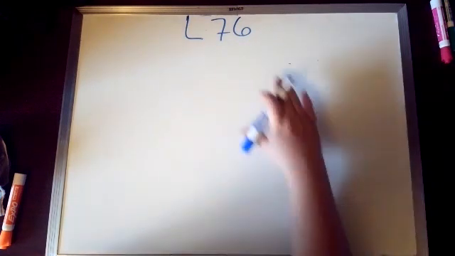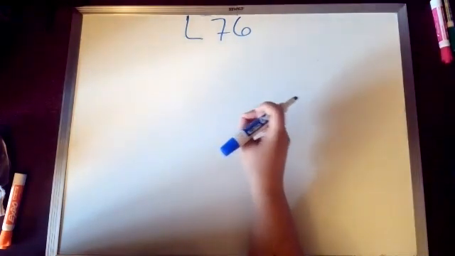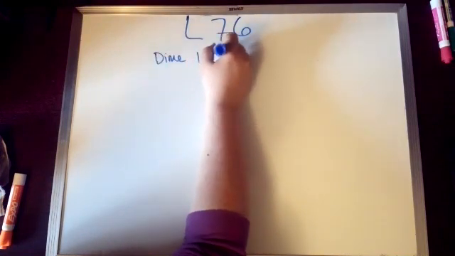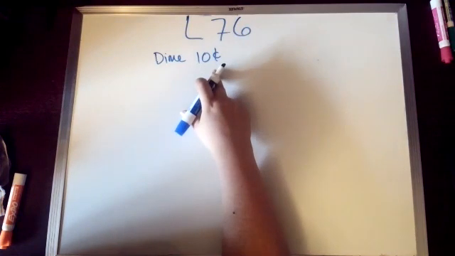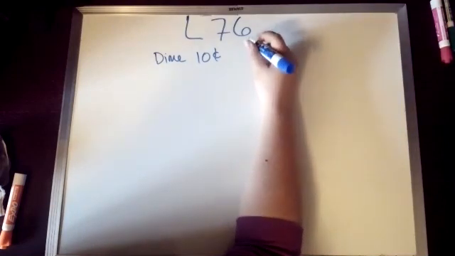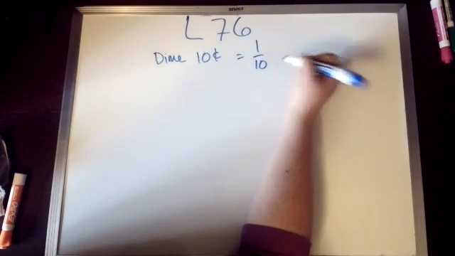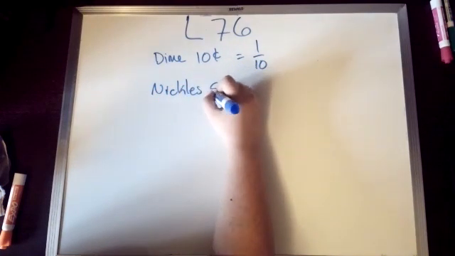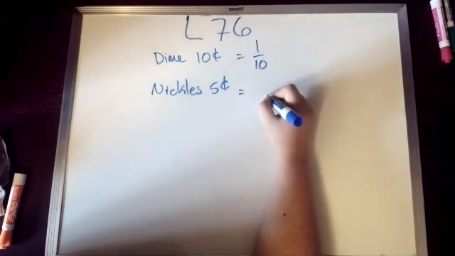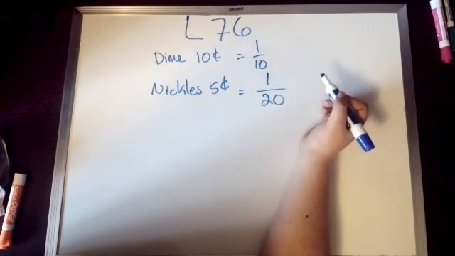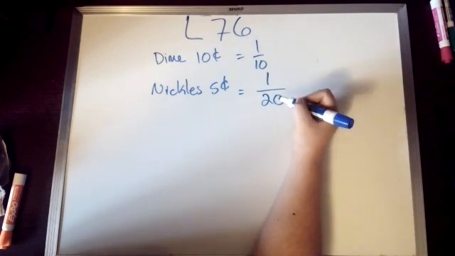When you're looking at fractions of a dollar, what you're looking at is how many of something it takes to make a dollar. So for example, if I have a dime, or 10 cents, it takes 10 dimes to make a dollar. 10 plus 10 plus 10 plus 10 plus 10 and on and on until you get to a dollar. So if I only have one, that makes 1/10. I have one dime out of 10. If I'm using nickels, then it is 5 cents, and it takes 20 nickels to make a dollar. If I only have one of those, I have 1 of 20, or 1/20.